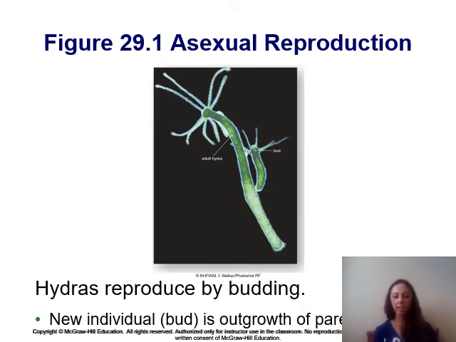So besides binary fission, budding is also another way that animals can asexually reproduce, as shown with this hydra here. The offspring is going to be born when a bud is formed on the parent, and then the offspring will eventually mature from this bud.